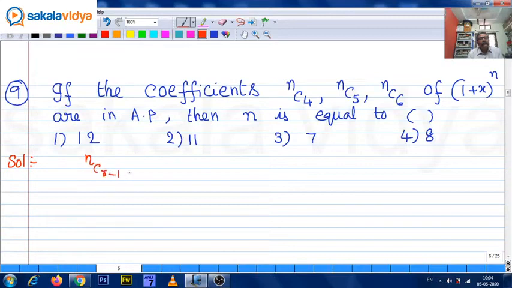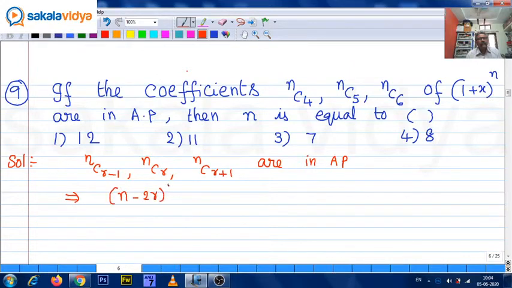nCr minus 1, nCr, nCr plus 1. You check it. Here r value is 4, so r value is 5. 5 minus 1 is 4, 5 plus 1 is 6, in AP. Then that implies (n minus 2r) whole square equals to n plus 2. This is the shortcut.